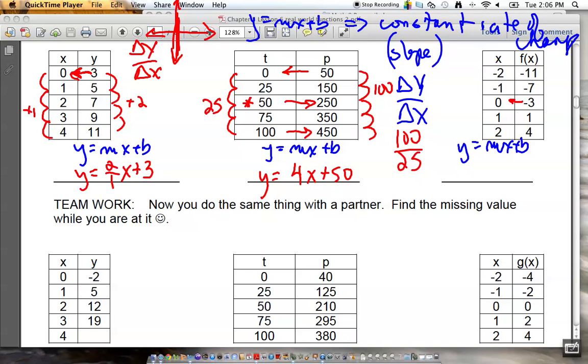You try to do the next one all the way through. This should be a 5, by the way. Straighten that out and make that a 5.